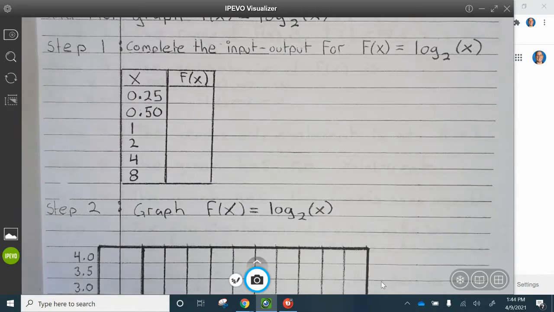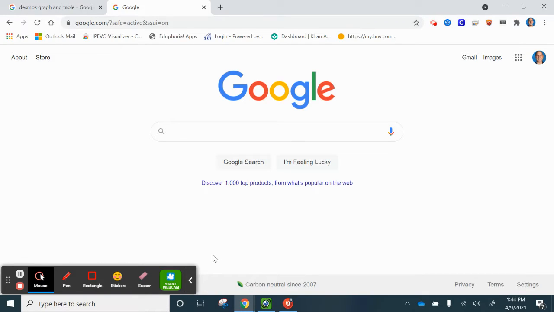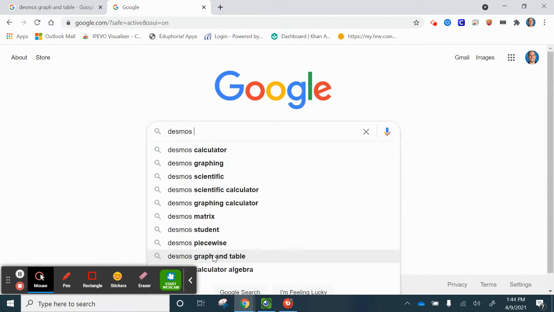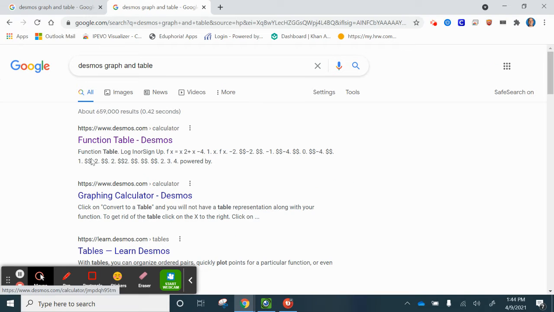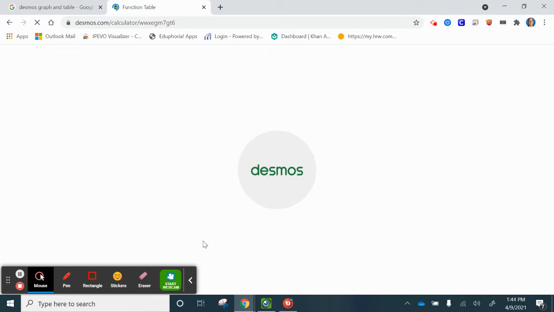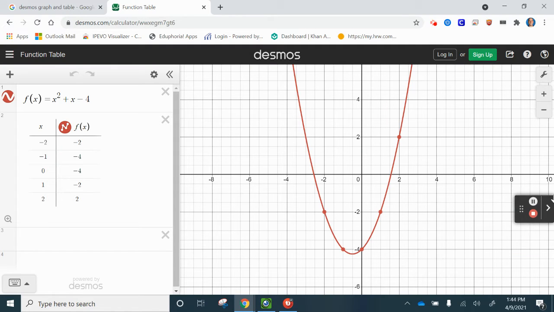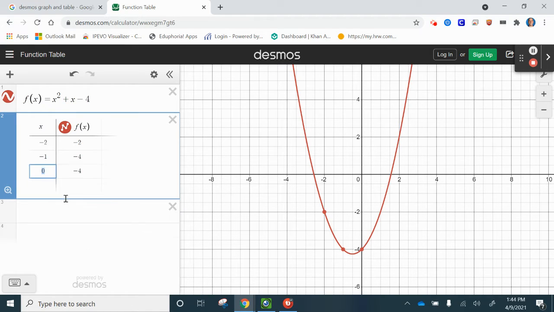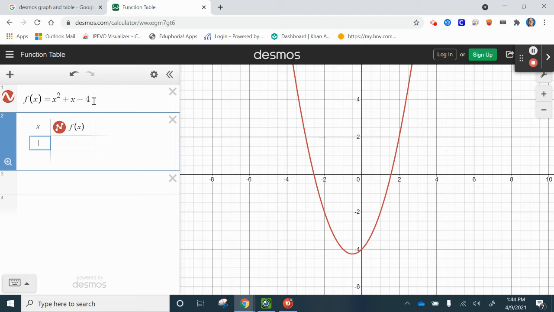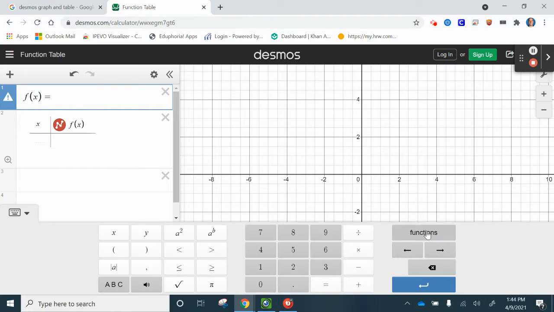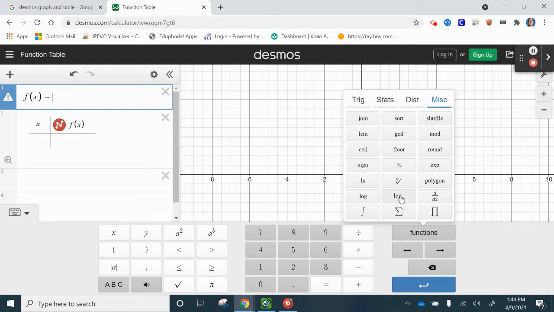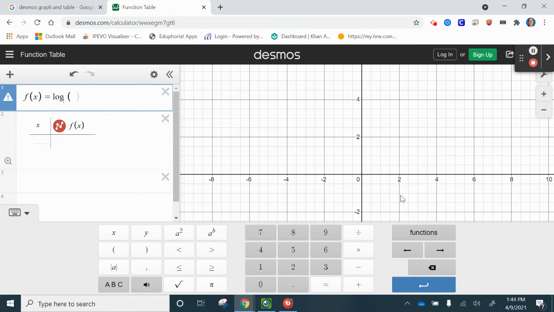Okay, so let's go ahead and do that now. What I'm going to do is go to Google and type in Desmos graph and table. I'm going to go to function tables. Move this out of the way. I'm going to delete the table values, keeping the table, and then go to functions, miscellaneous. We want that log, and I'm going to put log base 2 of x.